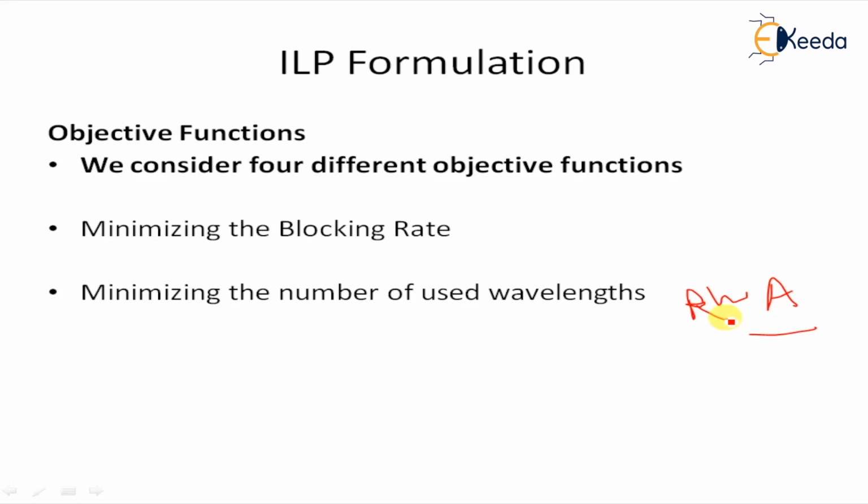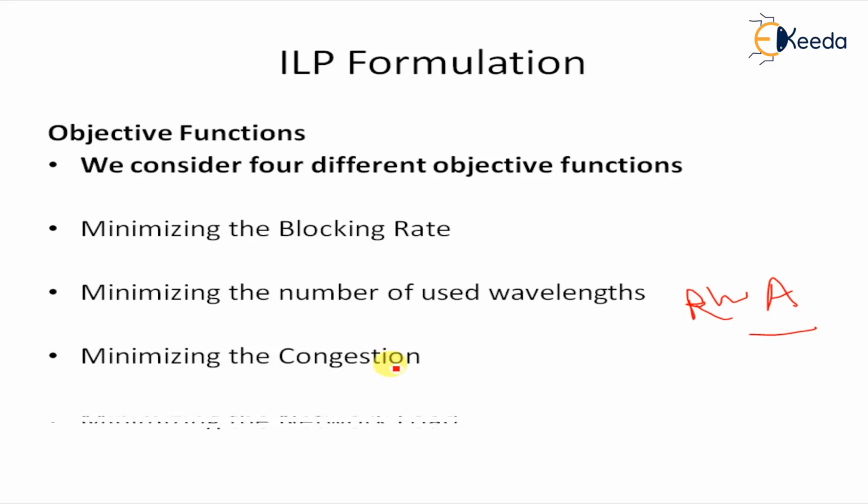Third is to minimize the congestion. This objective is expressed as minimizing the maximum number of wavelengths on a particular fiber link, so that the load can be spread over more routes, less bandwidth is occupied on any link, and there is less congestion.